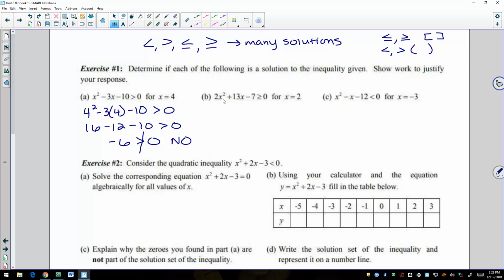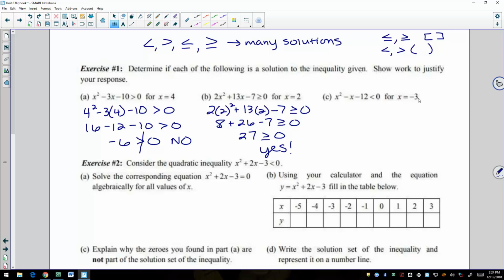Now let's check 2 for this one. So that would be 2 squared plus 13 times 2 minus 7. I want to know if that's bigger than or equal to 0. So remember to follow PEMDAS. Do not do 2 times 2 first. You've got to do 2 squared first. 2 squared is 4 times 2 is 8. 13 times 2 is 26 minus 7. Is that bigger than or equal to 0? 8 plus 26 is 34. Minus 7 is 27. It is indeed bigger than or equal to 0. So this one is a yes.